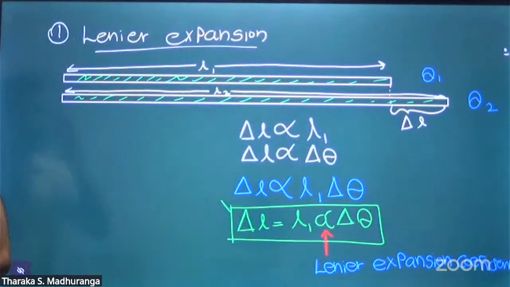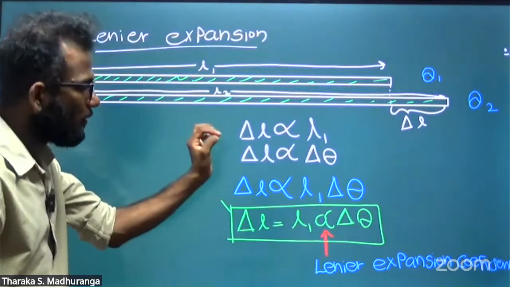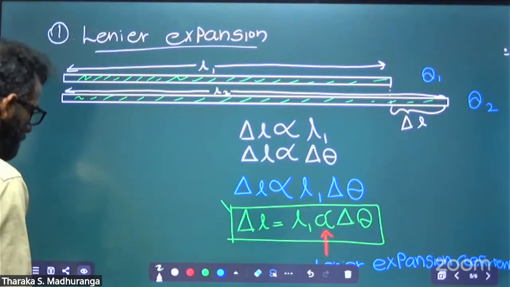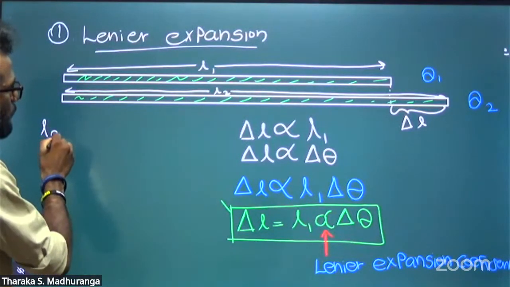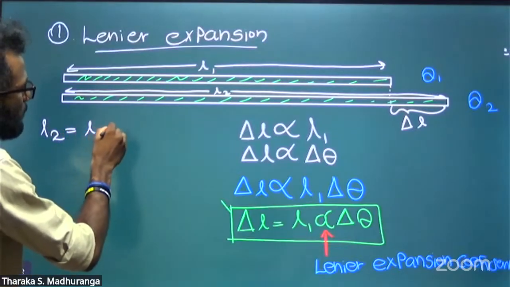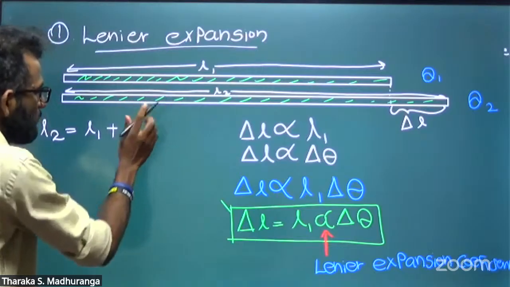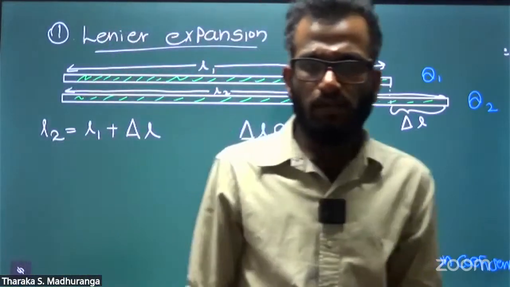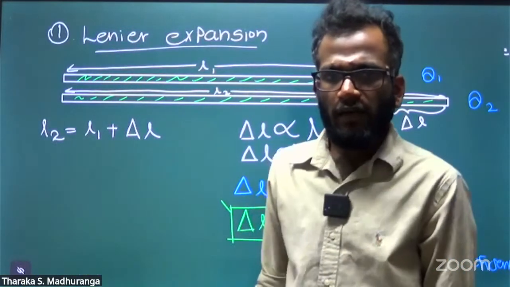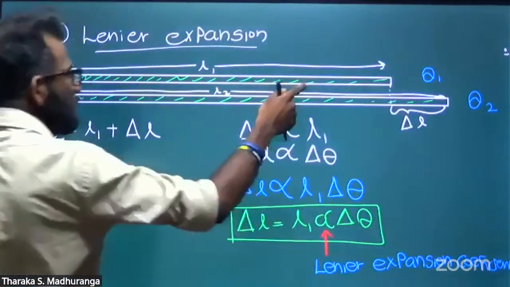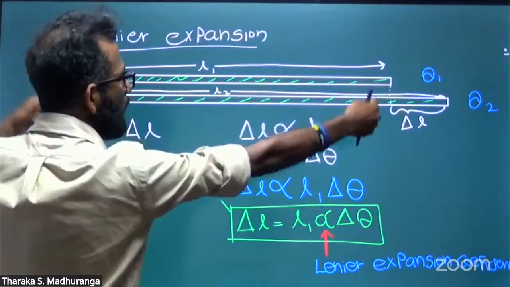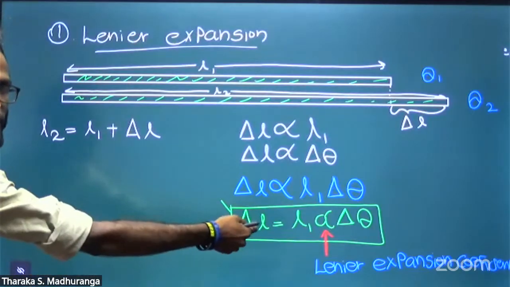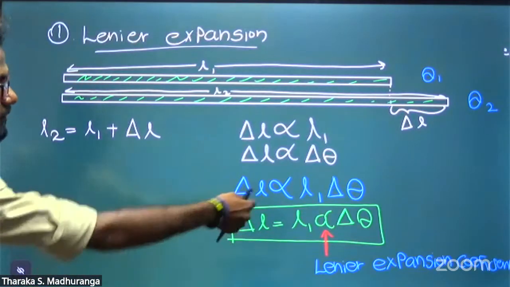Okay, now if I write like this, focus. If I write L2 equal L1 plus delta L, is it correct? L2, that means final length, equals L1 plus delta L. It's correct. Now you already know the delta L value: delta L is L1 alpha delta theta.